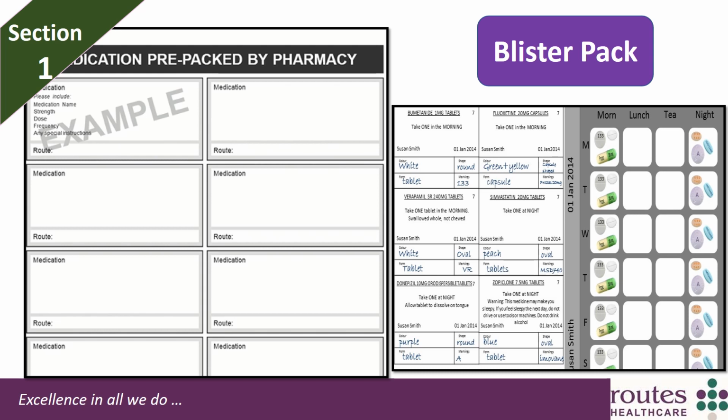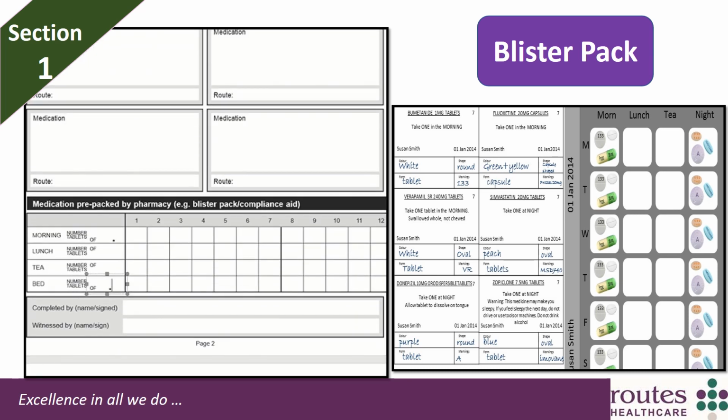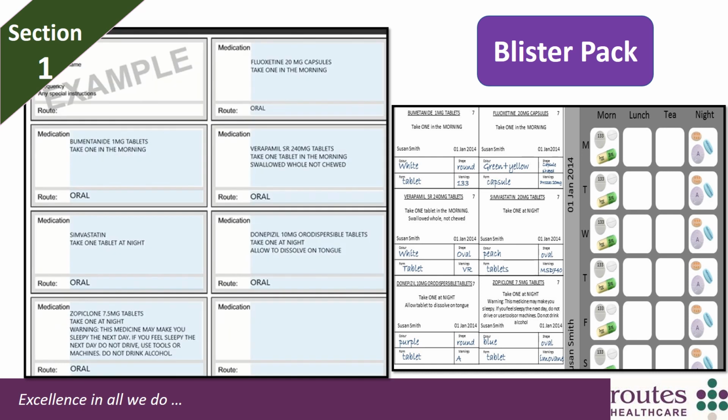Now, once you've filled out the MAR chart, you will scroll down to the bottom and you will see that it says morning, lunch, tea, bed, and the number of tablets for that time of the day. Now, from the information that we've got there, we can clearly see that John Doe has 3 tablets in the morning and 3 tablets at bedtime. Once your MAR chart has been filled out, it should look like this. And as you can see, I've transcribed exactly what is from the prescription onto my MAR chart.